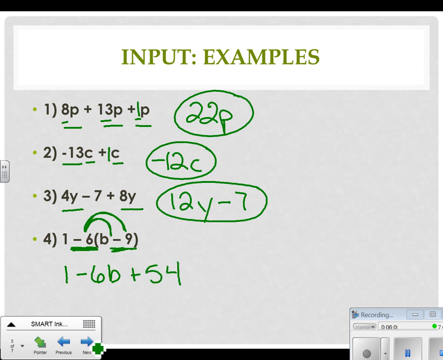Now we look at these three terms. We can combine the 1 and the 54 together because they're numbers. So you can add or subtract two numbers. 1 plus 54 gives you 55. And then we still have negative 6b.